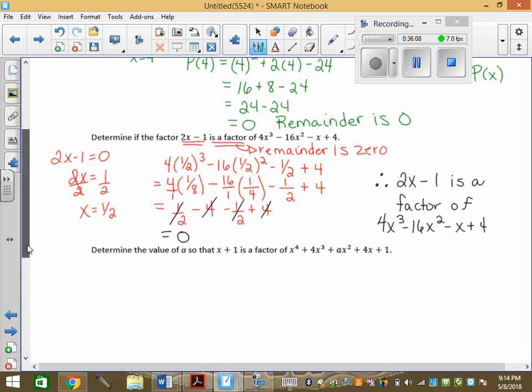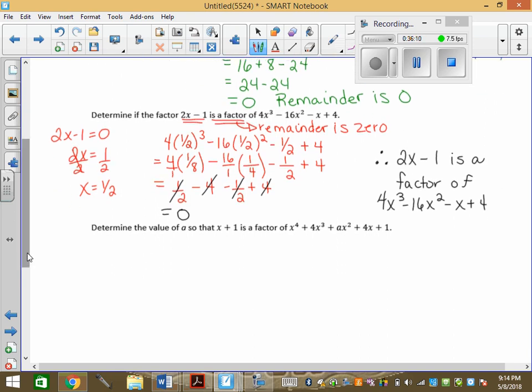Now this one is very similar to the A question we did in the past, but if you don't remember what is a factor means, this question's going to be hard. So what is the question? Determine the value of A. So we're finding A just like we did before. When we're missing an A, we have to use remainder theorem. So that x plus 1 is a factor. Is a factor means the remainder is 0. They gave us the remainder.